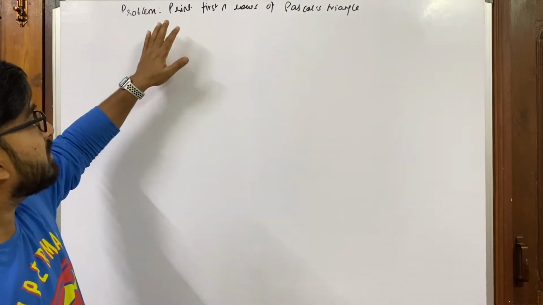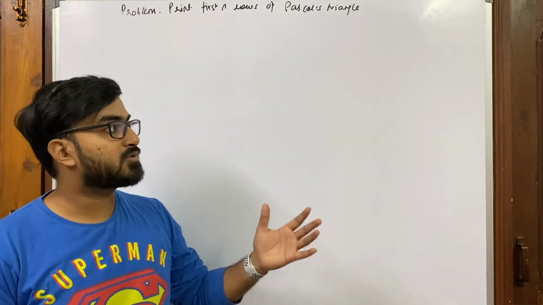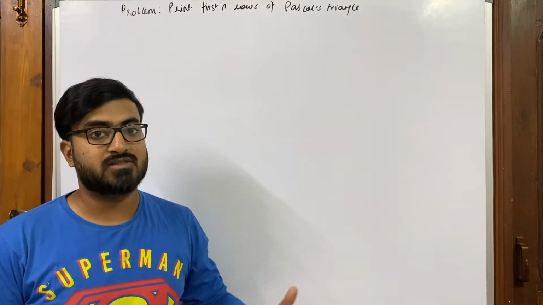So in this video, we'll see how to print the first n rows of a Pascal's triangle. In the first half, I'm going to explain the steps to solve this problem, and then we are going to look at the code, the implementation part.